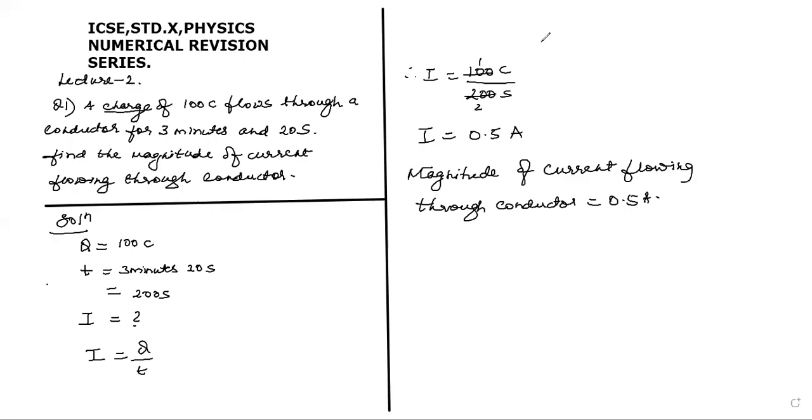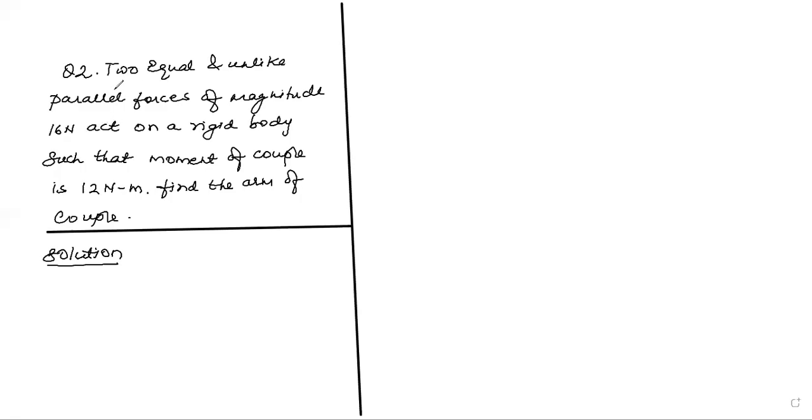Question number 2, children. Two equal and unlike parallel forces of magnitude 16 Newton act on a rigid body, such that the moment of couple is 12 Newton meter. Find the arm of the couple. Children, read it properly. Two equal and unlike parallel forces, each of magnitude 16 Newton. They act on a rigid body, and the moment of couple is 12 Newton meter. Find the arm of the couple.